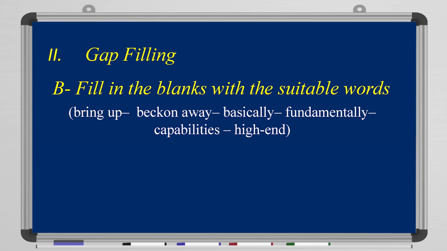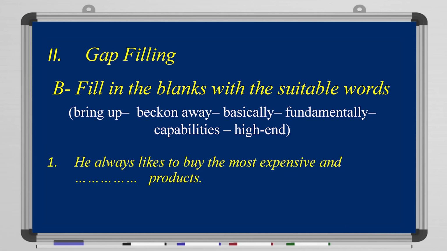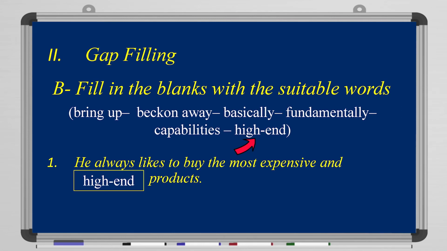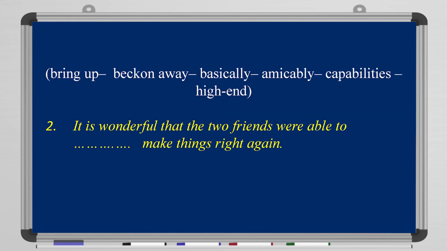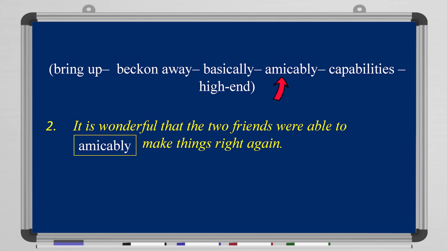You have the words bring up, beckon away, basically, fundamentally, capabilities, and high end. So let's look at question number 1. He always likes to buy the most expensive and blank products. The most expensive and high-end products. Very good. Excellent. Let's go to question number 2. It is wonderful that the 2 friends were able to blank make things right again. So 2 friends had a fight and they were able to amicably make things right again. Very good. Did you get that right? Yes? No? Well, I'm sure you got it right.